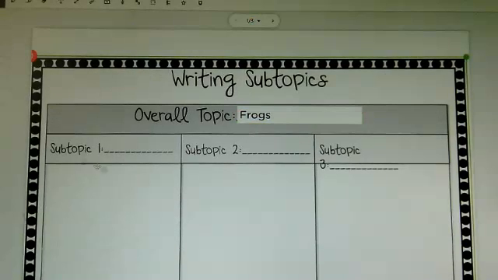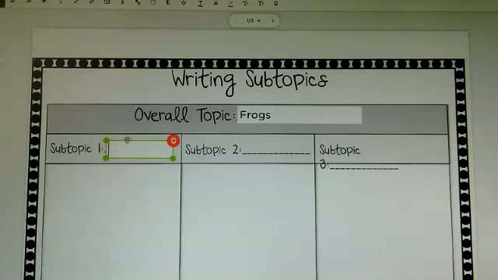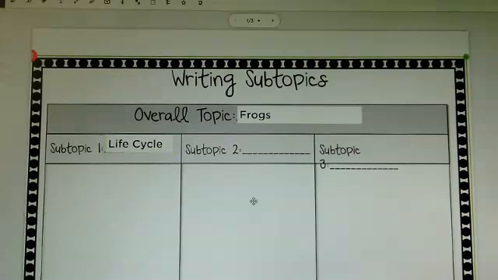Now I need to choose my subtopics. Remember, just like we saw in that book, a subtopic is an idea that you want to write about your animal. So I think I want to write about the frog's life cycle. I want to talk about the life cycle of a frog because I find that to be kind of interesting. I love that they go from eggs to tadpoles and then move on up. They start with a tail and then end with that one. It's kind of cool. So subtopic 1 for me is going to be life cycle.